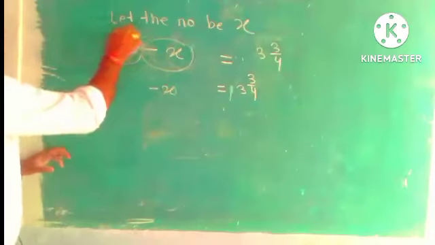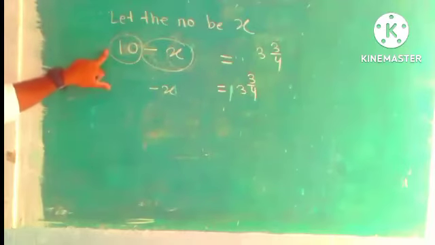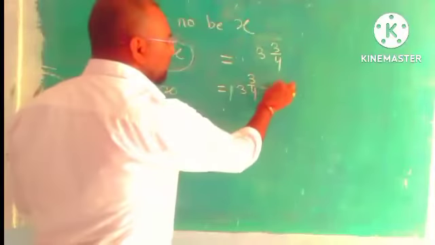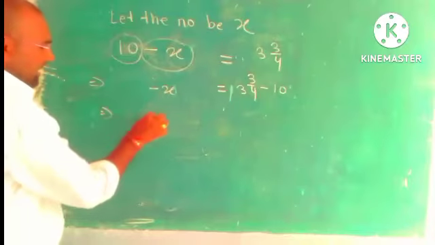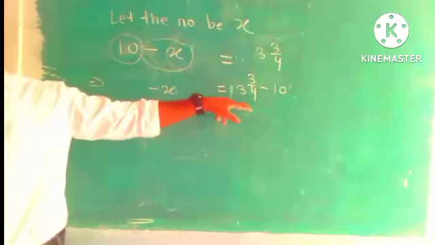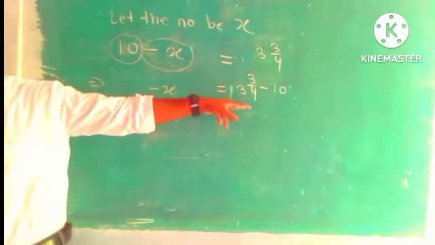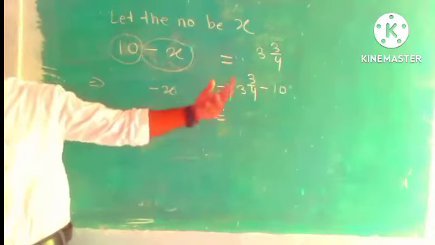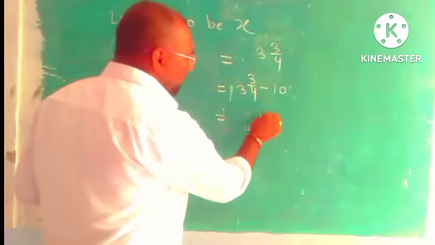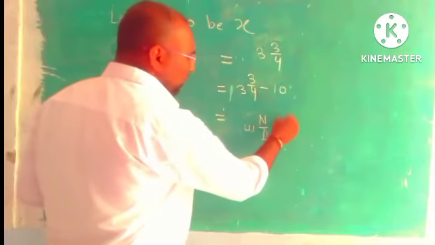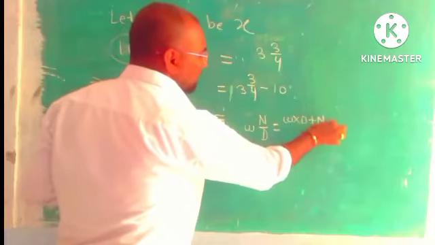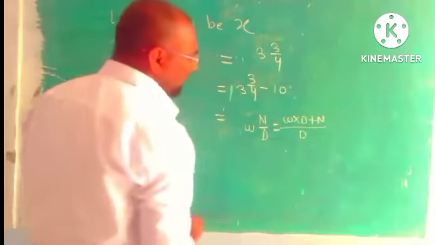Which number is being transposed? 10. Is this one plus or minus? Plus. So after transposing, plus will get converted into minus. Next step, minus x is equals to, this one is what, mixed fraction or improper fraction? So we have to convert this into an improper fraction. Formula is clear now? What is the formula? Whole number numerator by denominator is equals to whole number into denominator plus numerator, divided by denominator.